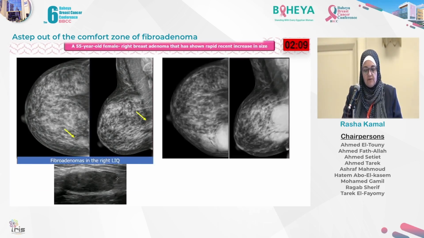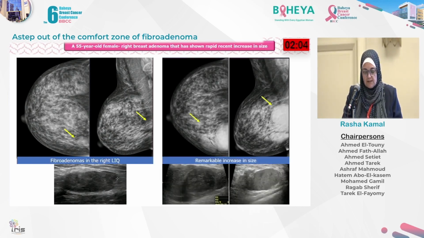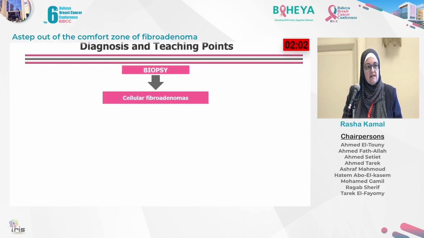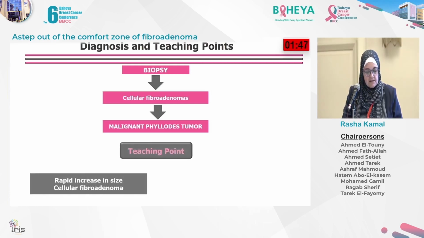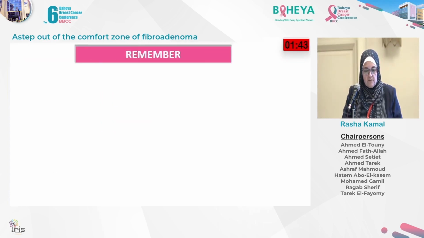When she came for the follow-up, the lesion has remarkably increased in size. A biopsy was taken, and it revealed a cellular fibroadenoma. And this is the second case when we have a pathology stating a cellular fibroadenoma. It might turn out to be a phyllodes tumor on excision, and it is recommended that we excise this lesion. Here, the rapidly increasing in size or cellular fibroadenomas, we should biopsy or surgically remove.